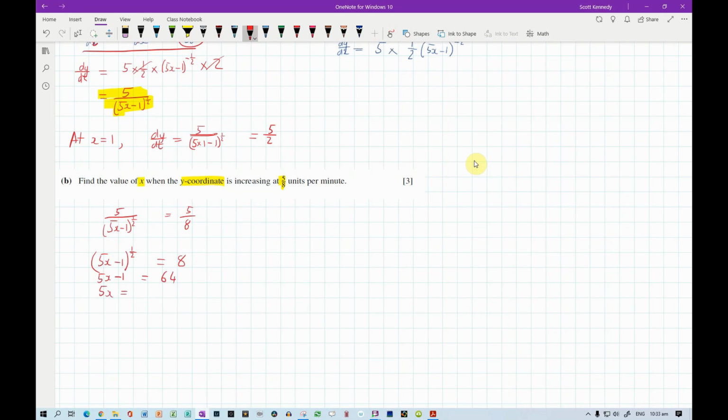Let's have a look. Have I done that correctly? And I think at this point I will say x. I've got to add the 1 to the 64, so it'll be 65, and so x equals 13. And that is that one completed.